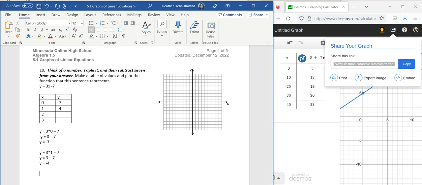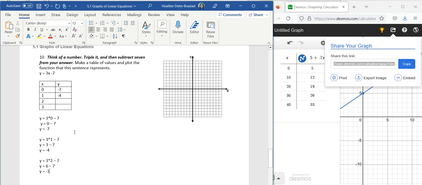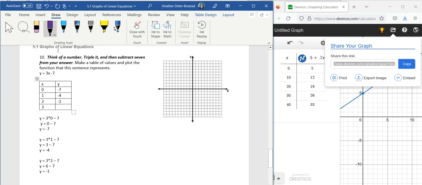And when we graph them, they should be on a line. So the next one would be y equals 3 times 2 minus 7. So that would be 3 times 2 is 6 minus 7. And that equals negative 1. 6 minus 7 is negative 1. So that would be my next value. Let's graph these. You can do one more, but let's graph these on this table.